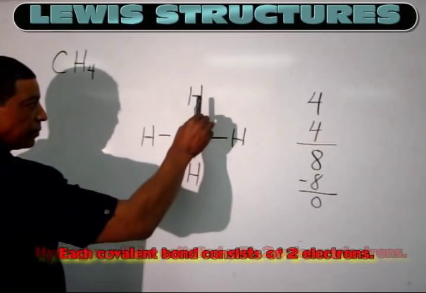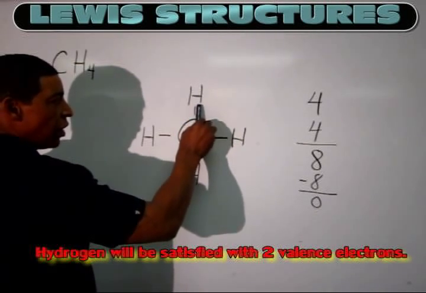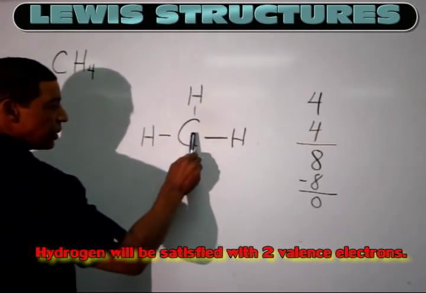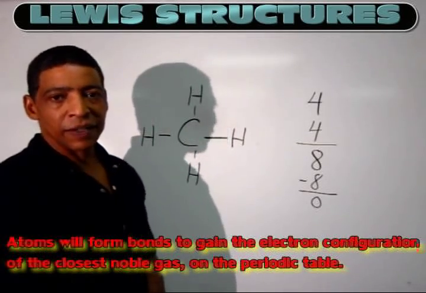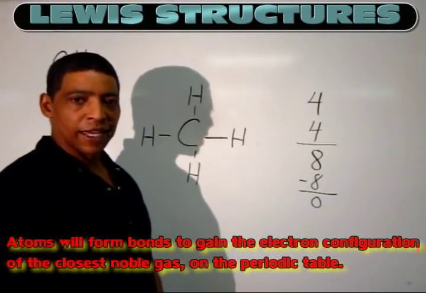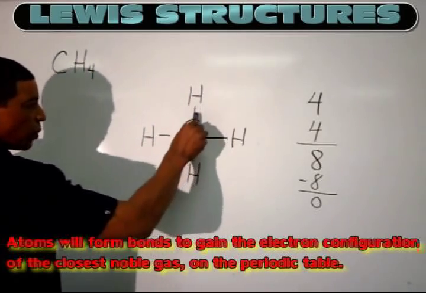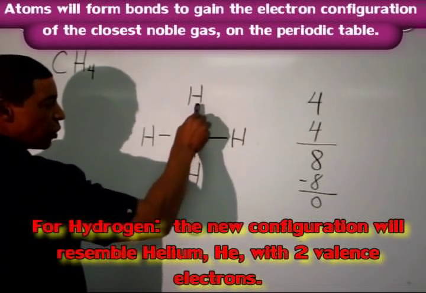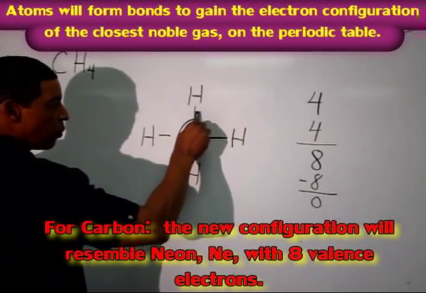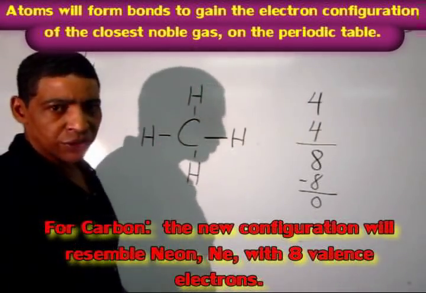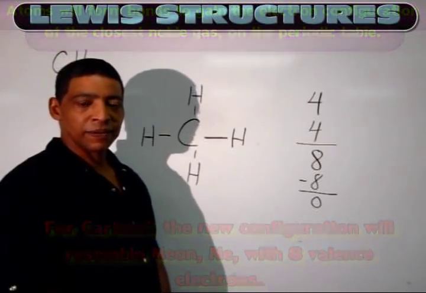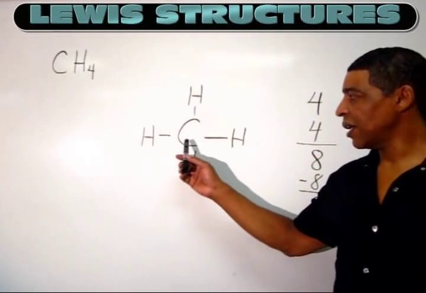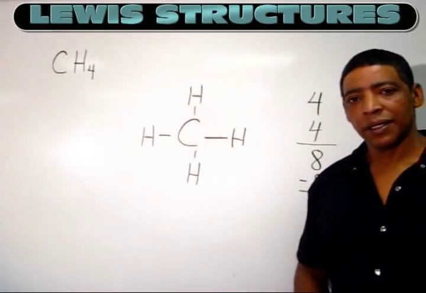For the element hydrogen, 2 electrons will satisfy or create a stable atom. For the element carbon, an octet of electrons is required to stabilize the atom. Since one line represents two electrons, the hydrogen is satisfied. Since one line represents two electrons, and there are 1, 2, 3, 4 lines for a total of 8, the carbon is satisfied. So the Lewis structure for the compound methane is written as C with 4 H's.